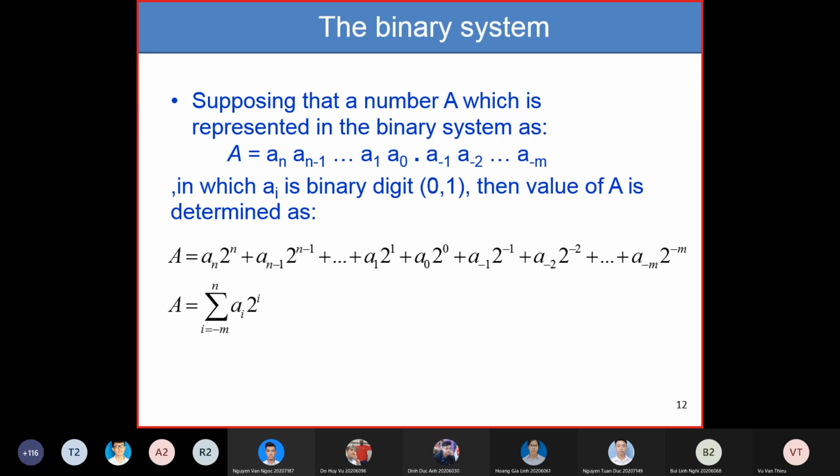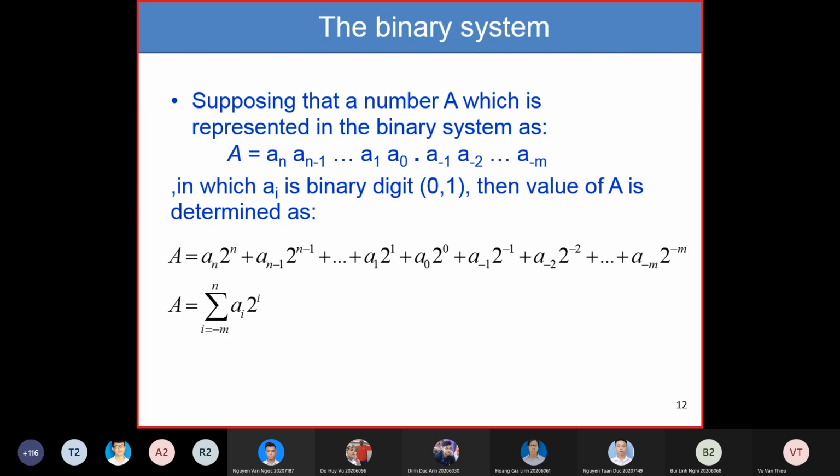The question is how to determine the value of a number which is represented in a binary system. Given that we have the number A represented in the binary system in the same form, so big A equals small a subindex n, small a subindex n minus 1, until index 0 for the integer part, dot, small a subindex minus 1 until minus m for the fraction part.